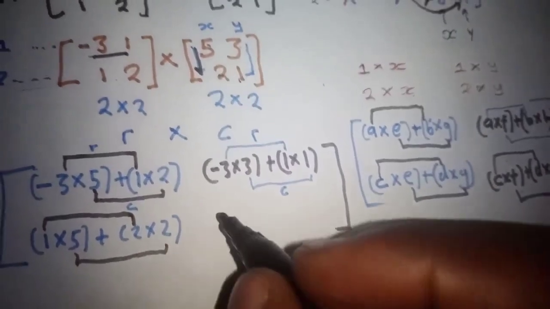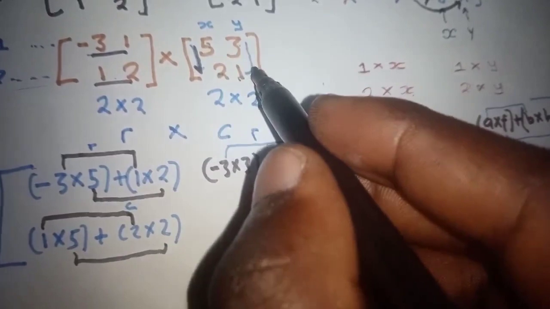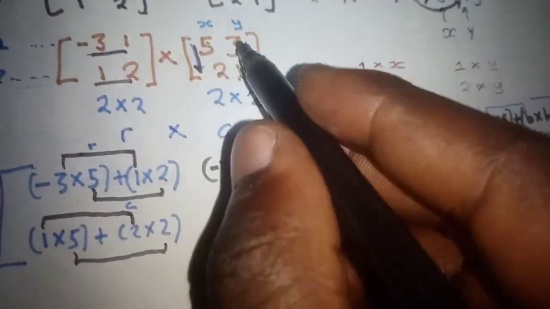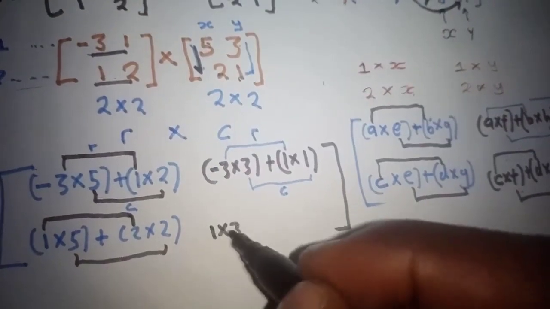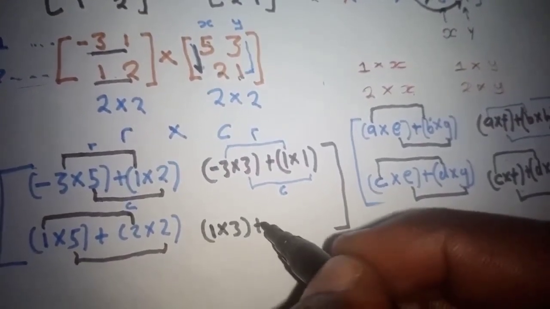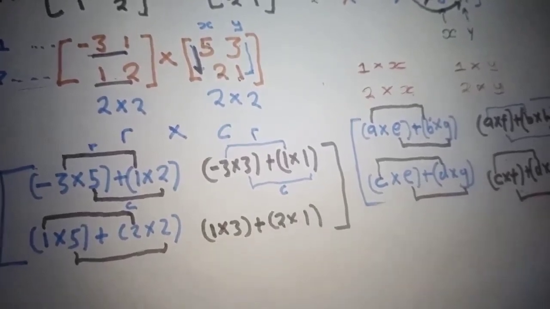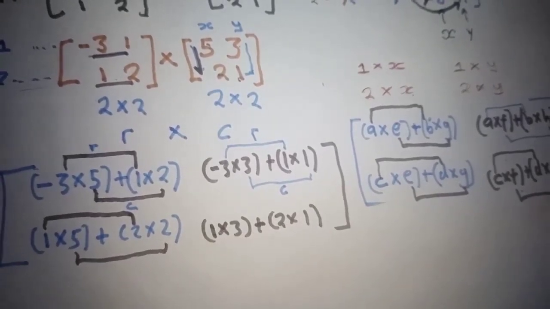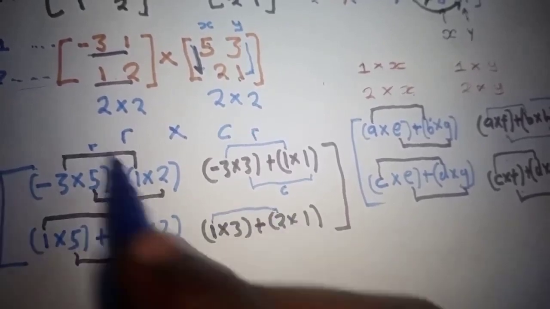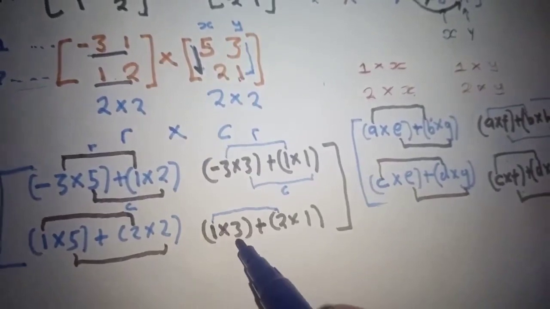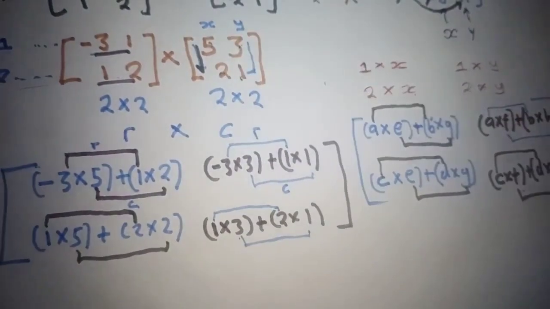You leave a space here, and then you go to this same row and column Y. So 1 will go with 3, 2 will go with 1. So 1 by 3 plus 2 by what? 1. Again here you can always check. For your row it must be 1 and 2. If you check 1 and 2, very correct. Your column must be 3 and 1, as you see, very correct.